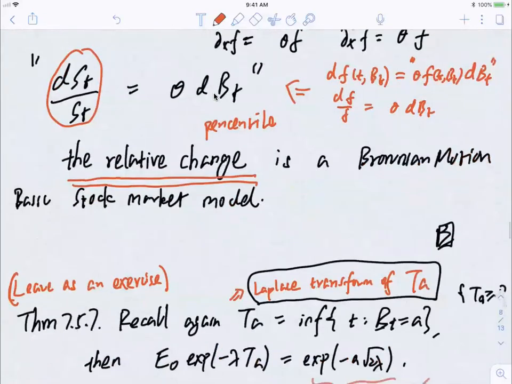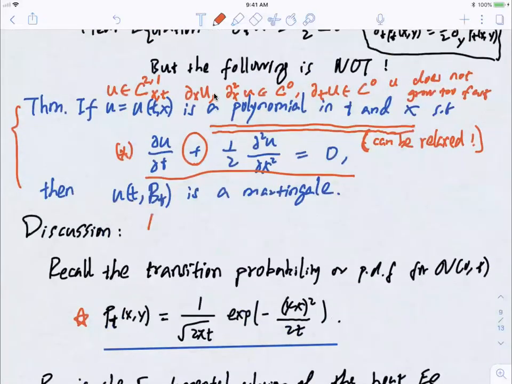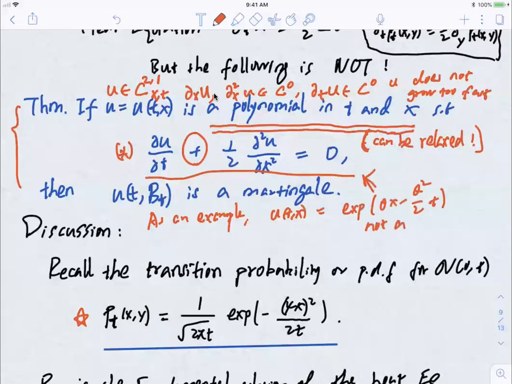So why? Let me show you just a bit. As an example, we can take u(t,x) as exponential of theta x minus theta squared t over 2. You can check this equation holds. But you can see this is not a polynomial. So for this theory, you don't need it to be a polynomial.